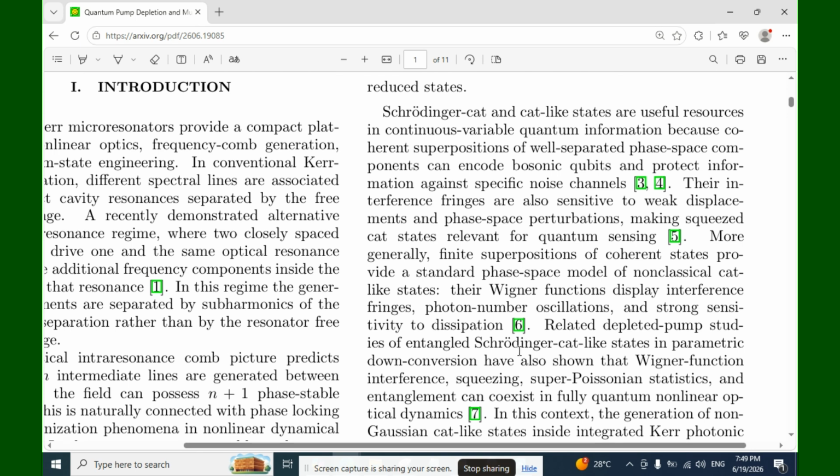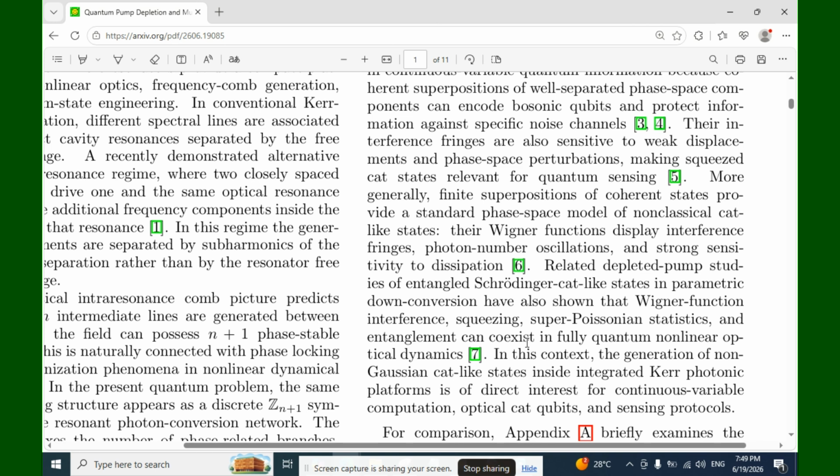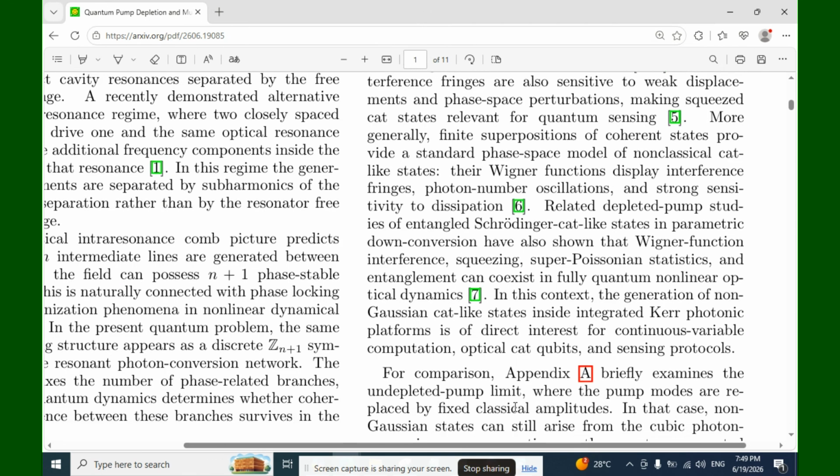Related depleted pump studies of entangled Schrödinger cat-like states in parametric down conversion have also shown that Wigner function interference, squeezing, superposition statistics, and entanglement can coexist in fully quantum nonlinear optical dynamics. In this context, the generation of non-Gaussian cat-like states inside integrated Kerr photonic platforms is of direct interest for continuous variable computation, optical qubits, and sensing protocols.